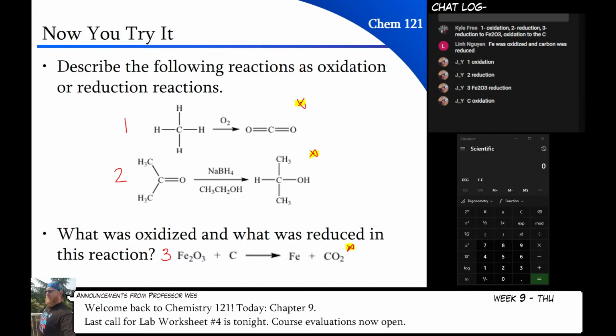For this first set of reactions here, my carbon starts with no bonds to oxygen, but then it's bonded to oxygen 4 times, 2 on each side. So this must be an oxidation. It totally is. Over here, my carbon has 2 bonds to oxygen, but now there's only 1. So this must be a reduction, and it is.